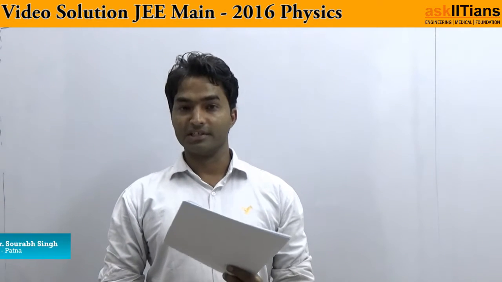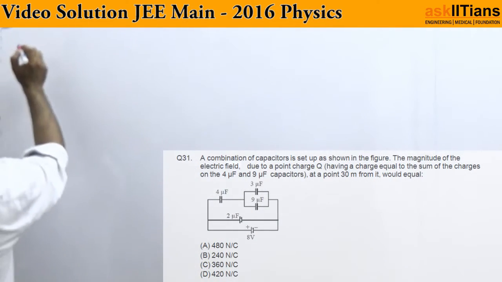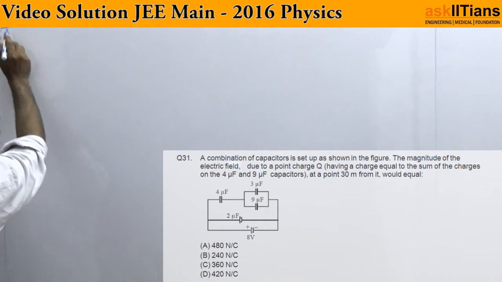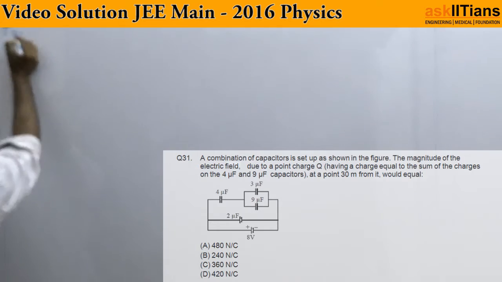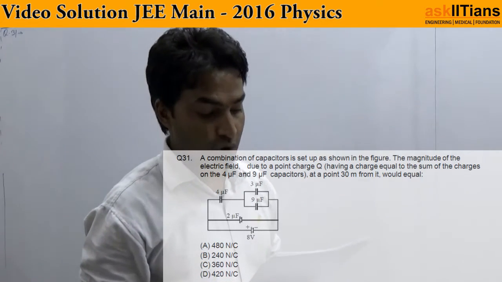JEE 2016 physics paper. We are going to start the solution of this question paper one by one. So, first of all, I'll discuss question number 1 asked. It is set number E and question number 31. This question is all about a combination of capacitors set up as shown in the figure.